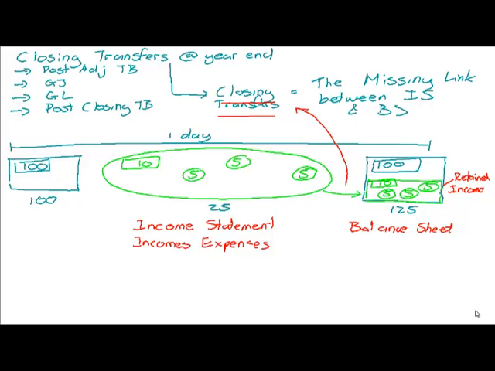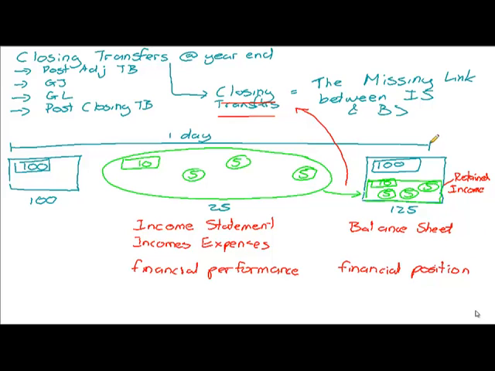Just quickly, some more accounting terminology that is sometimes used. The income statement is also known as the statement of comprehensive income, and the income statement shows me the financial performance of an entity. The balance sheet is also known as the statement of financial position, and that is going to show me the financial position of an entity at a specific point in time.